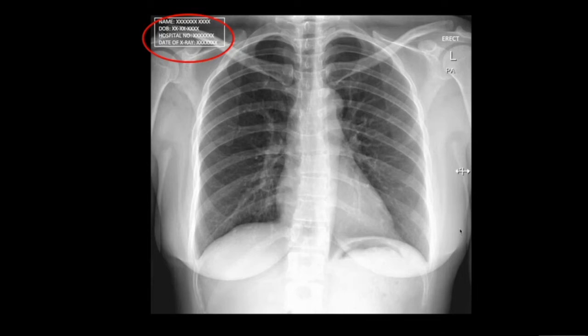Having checked that it is the correct patient, check the date of the radiograph to ascertain which one you are reviewing. Check the orientation, position, and site description of the radiograph.